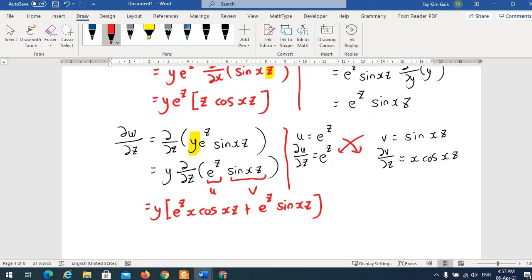So this is the answer. The y is a constant here, you factor out, and this is u v prime plus v u prime. So in this case, you have to use the product rule because exponent z multiplies sin xz. Both are functions of z, so they cannot be factored out. You can only factor out y, but here is a product form, that's why you use the product rule. So that's question 3b.